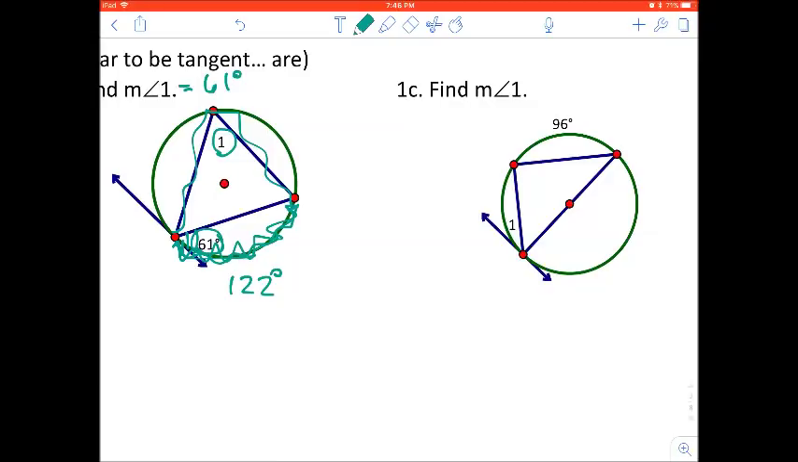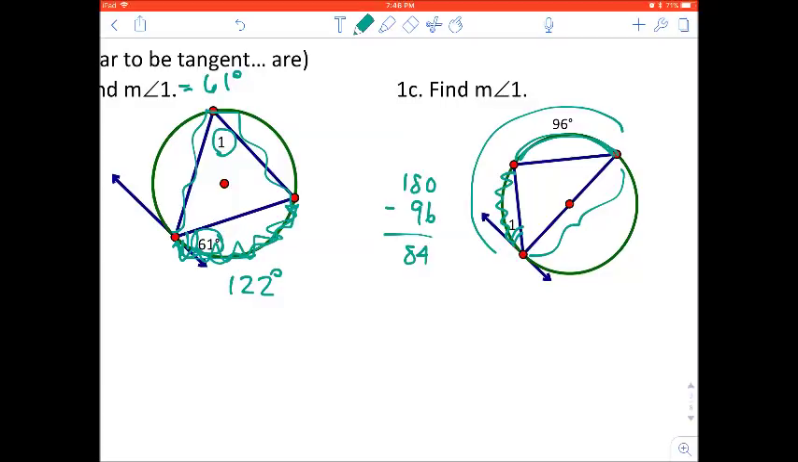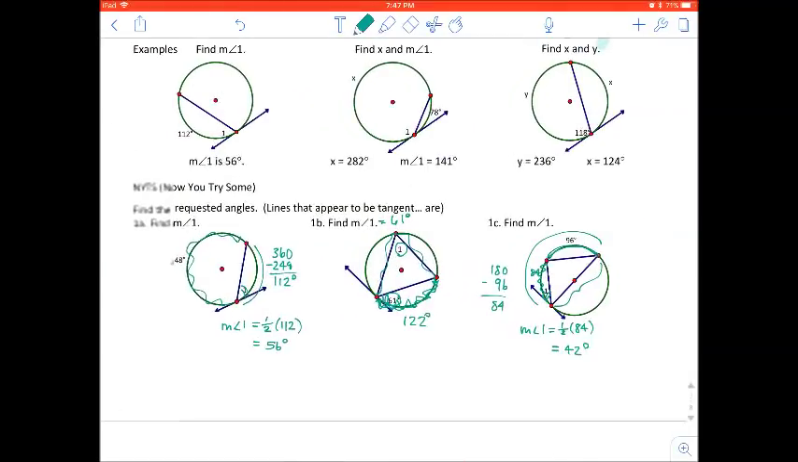And looking at the last example in this section, we have 96 as this minor arc. We want to figure out what angle 1 is. I see I have a diameter drawn, and so I know that the semicircle is going to leave this squiggly minor arc to be 180 minus 96, which is 84 degrees. And so 84 degrees is the arc that angle 1 intercepts, which means that the measure of angle 1 is going to be half of 84, which means that our angle is going to be 42 degrees.